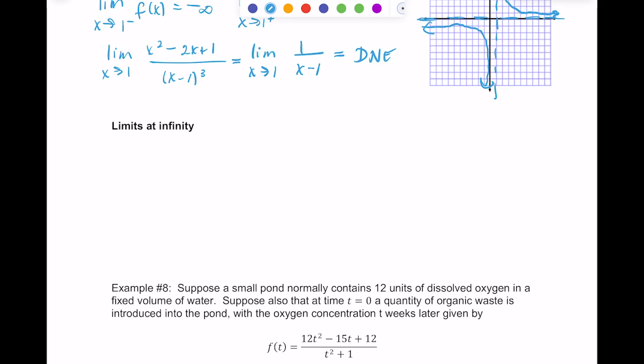Welcome back to part 2 of 3.1. In this lesson, we're going to look at limits at infinity.